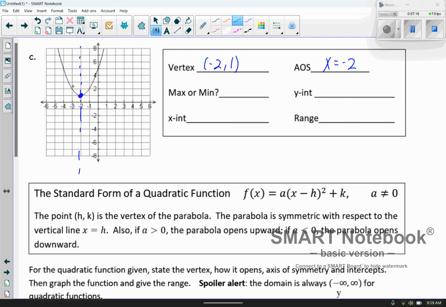This time it looks like we're dipping, we're bottoming out right there. So it's going to be a minimum right there. And that minimum value occurs at y equaling 1. Then our y-intercept, we hit the y-axis right there. It looks like that's at 0, 5. And then x-intercept. Okay, I don't have any this time, so none.